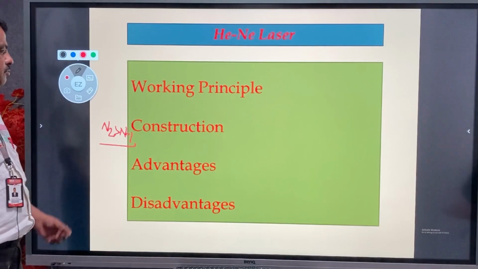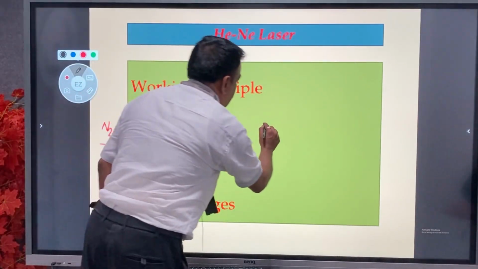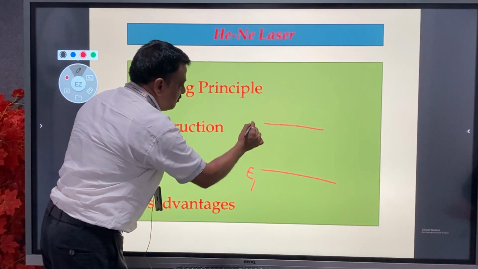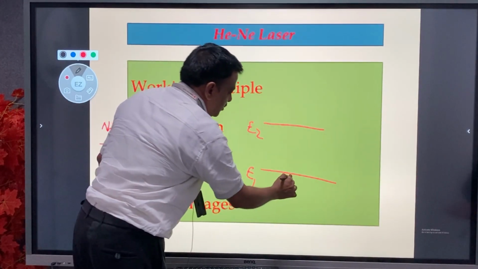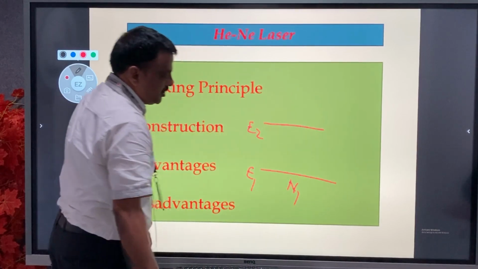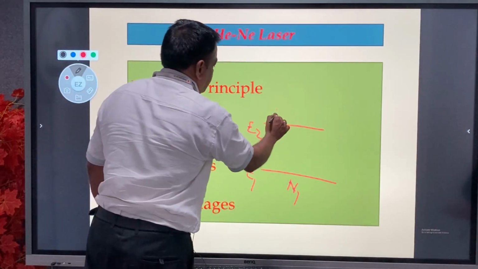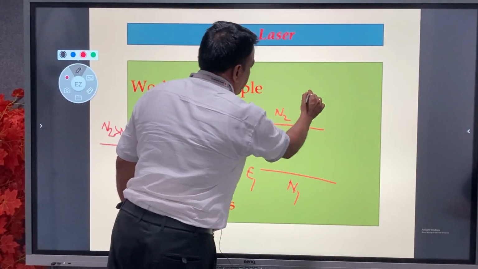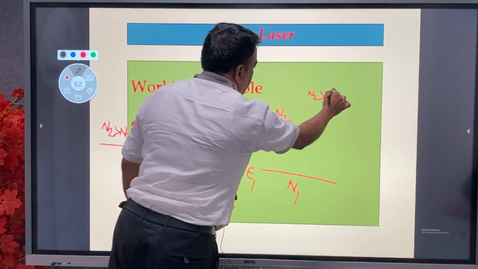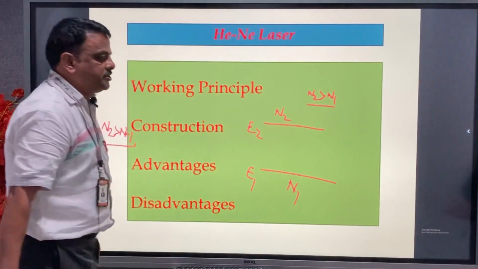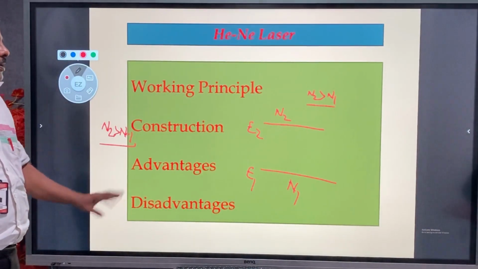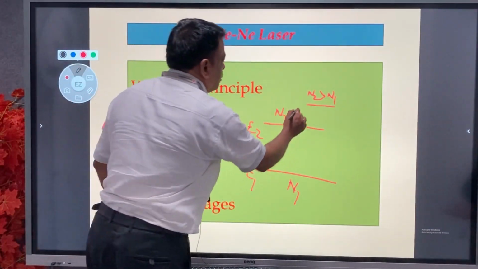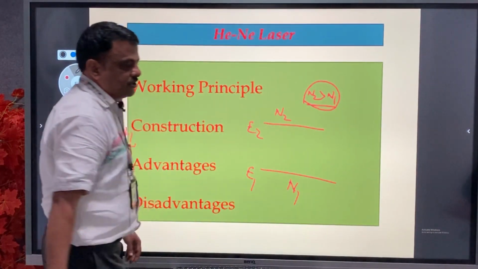Population inversion means a greater number of atoms in the excited state. Let us consider a two-level energy system, E1 and E2. The population of atoms in the ground state energy level is N1, and the population of atoms in the excited energy level is N2. Here the condition is N2 greater than N1, which is the condition for population inversion. To achieve population inversion, various pumping mechanisms are used.